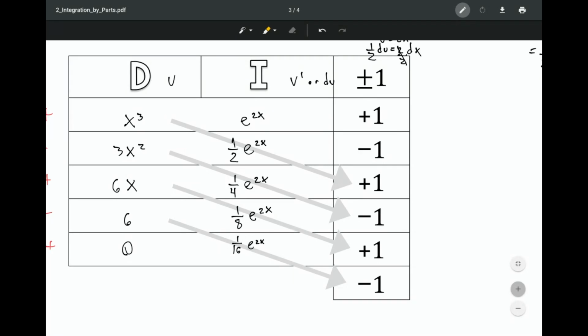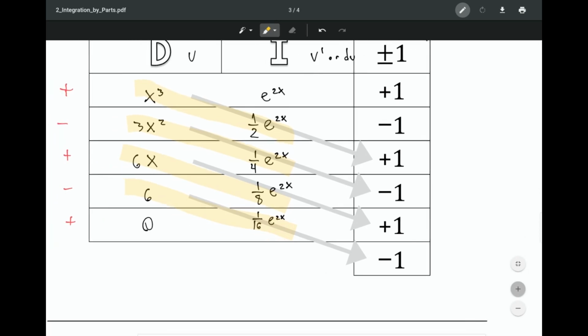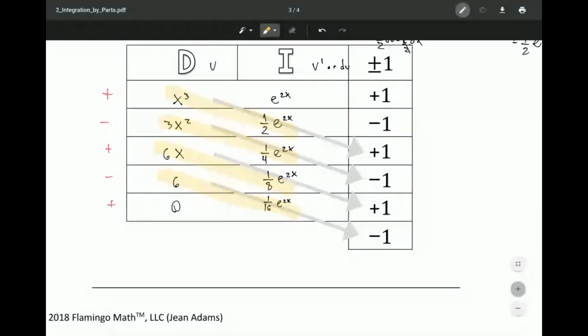So the cool part about using this method is that now I'm going to use the answers that are going to be in my diagonals, like this. So essentially, I'm going to multiply the d and the I, keeping in mind the sign that I have in front of it. Okay, so the first one's going to be positive. That's great. So that's going to be 1/2. My answer is going to be 1/2 x cubed.